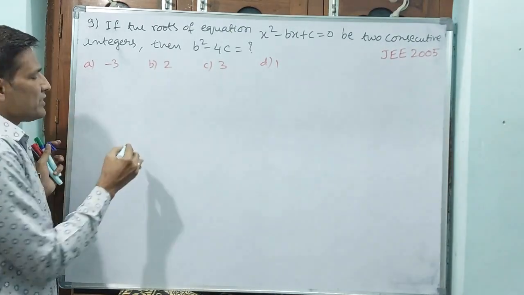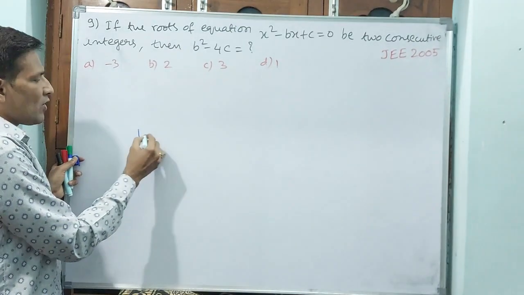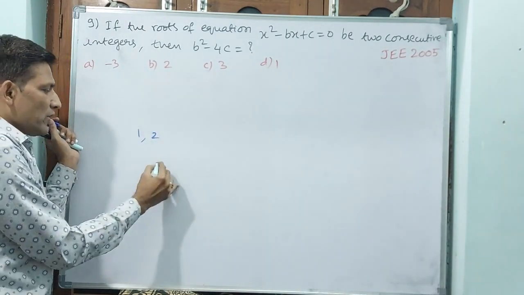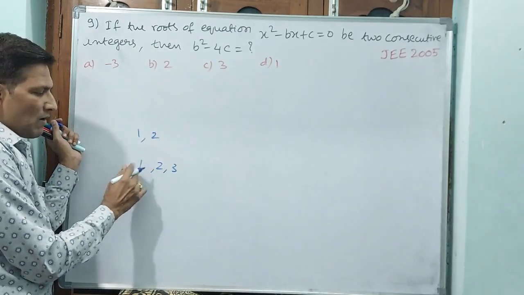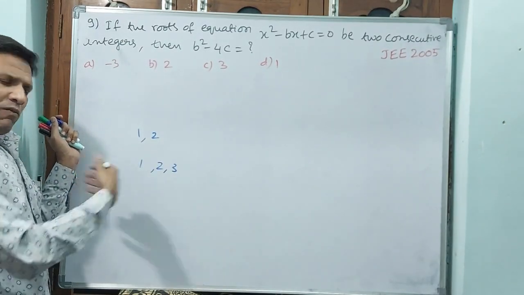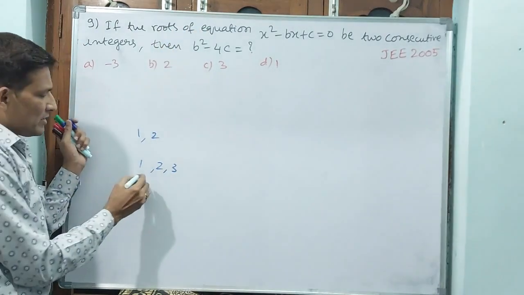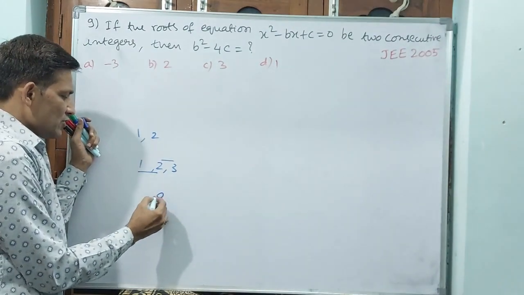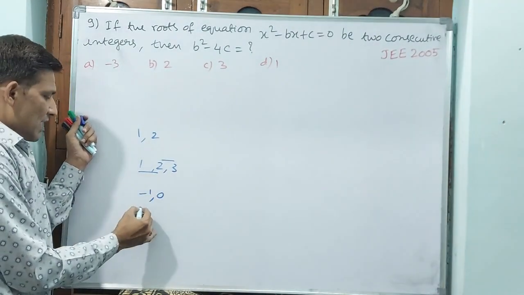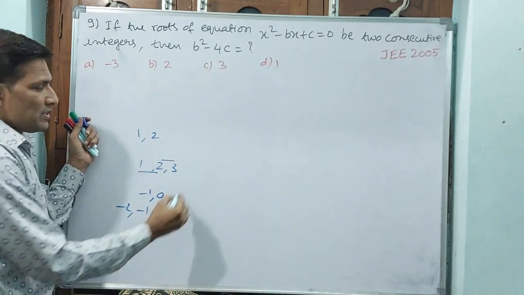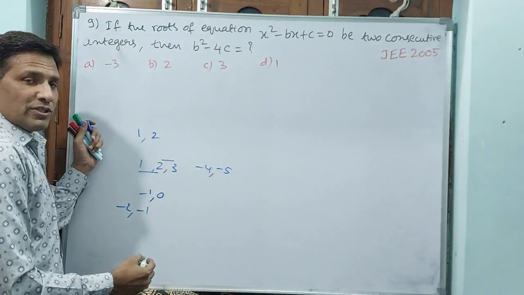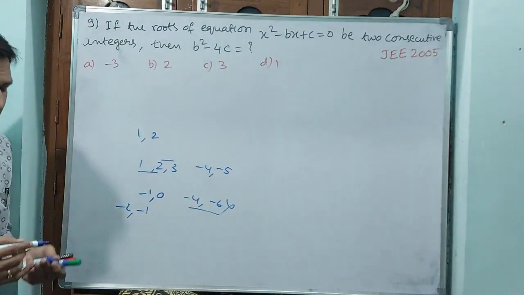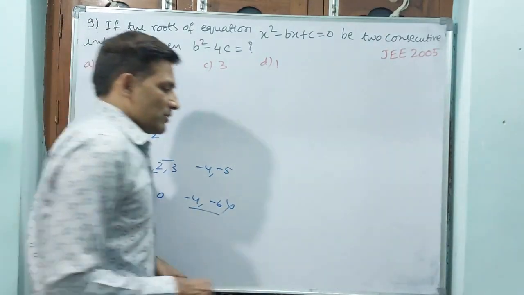Consecutive integers means 1 is an integer, afterwards consecutive means 2 is the next integer. Or if you take 2, 3 may be there and 1 also may be there. 1, 2 or 2, 3 are the consecutive integers. 1, 2, 3 are consecutive integers, but here roots are only 2. That means you can take either 1, 2 or 2, 3. This is called consecutive integer. 0 and minus 1 are also consecutive integers. Minus 1, minus 2 are also consecutive integers. Minus 4 and minus 5 are also consecutive integers. But minus 4 and minus 6 are not consecutive integers, because in between minus 5 is there. That is the concept you have to understand here.